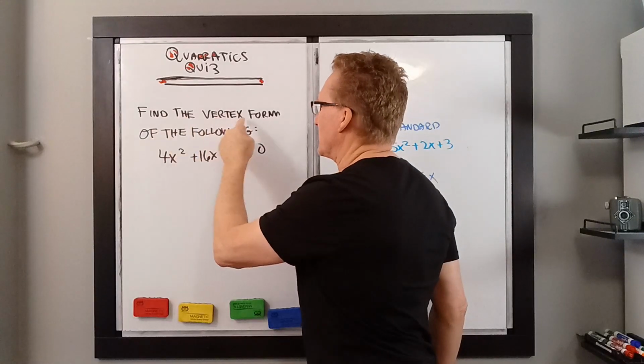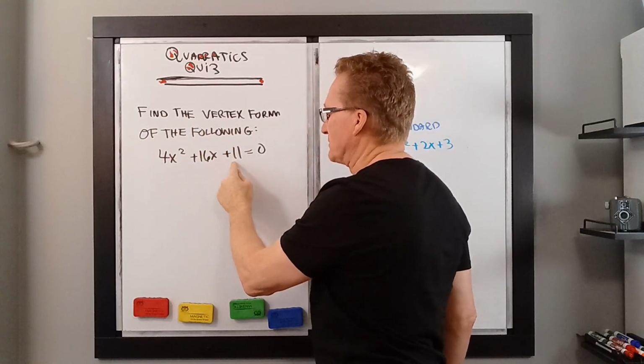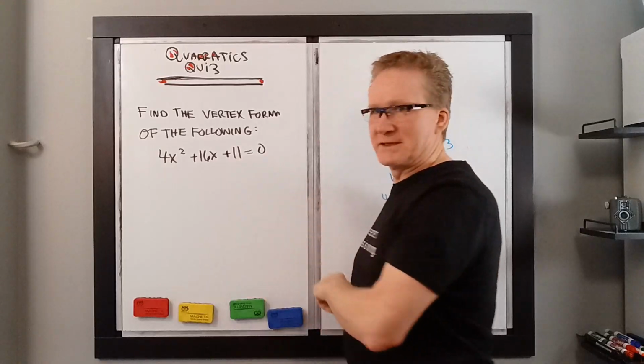We want to find the vertex form of the following: 4x squared plus 16x plus 11 equals 0.